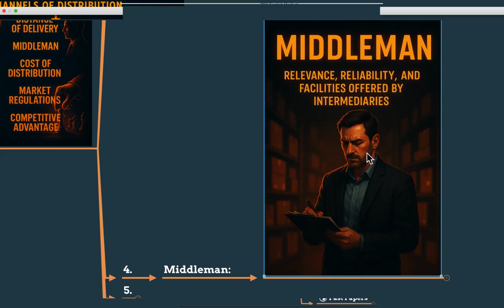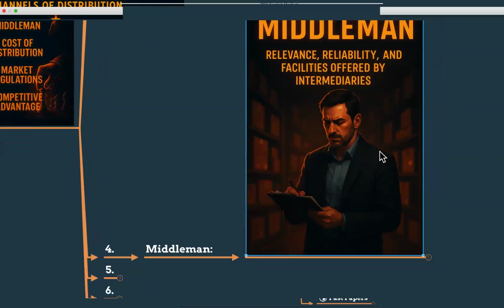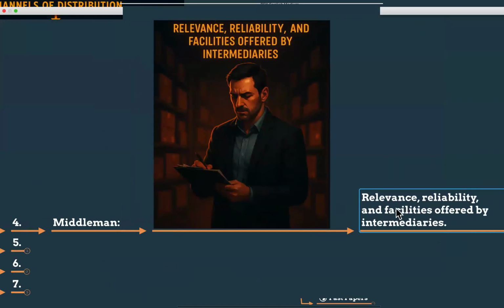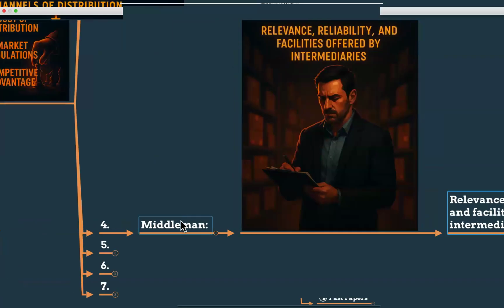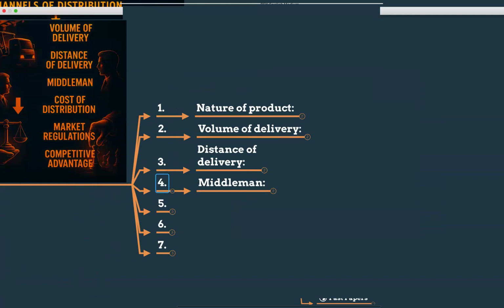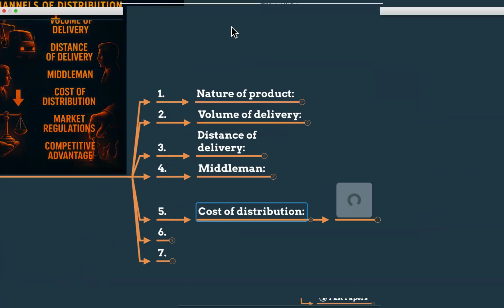Medicine needs licensed distributors. We cannot just go and give our medicines to anyone. There should be licensed distributors to handle medicine. So the middleman's relevancy, reliability, and the facilities they offer matter. That will decide the channels of distribution, the method of distribution, and the cost of distribution, right?